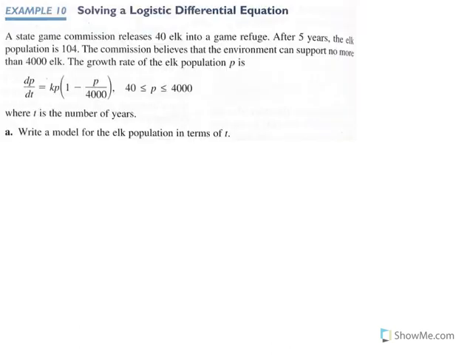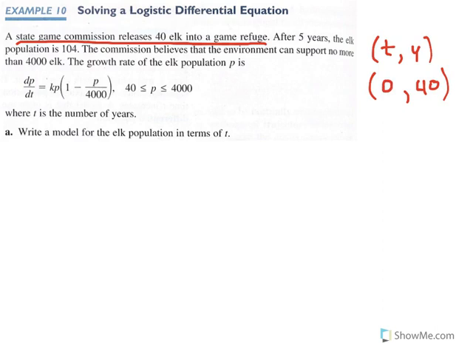So here we're looking at example 10. A state game commission releases 40 elk into a game refuge. This is at time equal to 0. At the time of release, there are 40 elk. If you're already starting to organize information, you have ordered pairs (t, y), where t is the time in years, and y is the population of elk. So the first sentence says the state game commission releases 40 elk into a game refuge, so at the time of release, we will say time is 0. After 5 years, the elk population is 104.